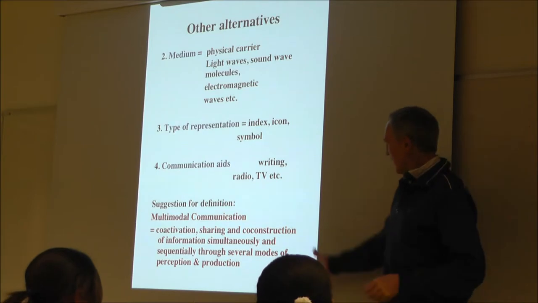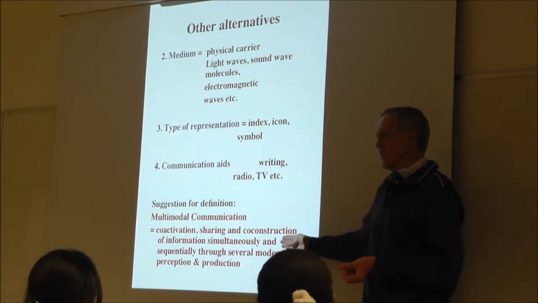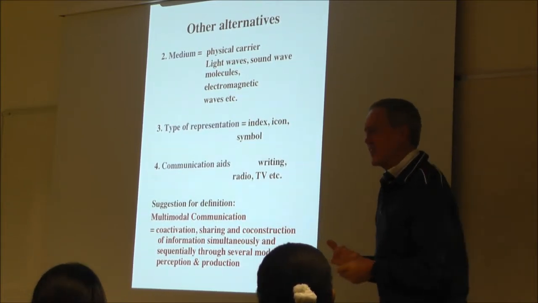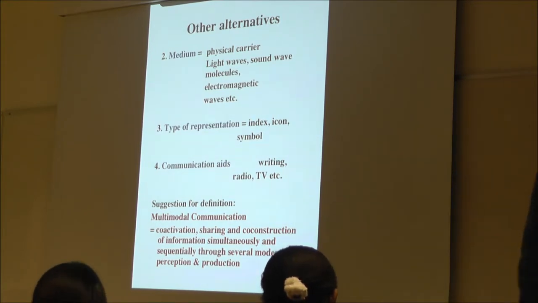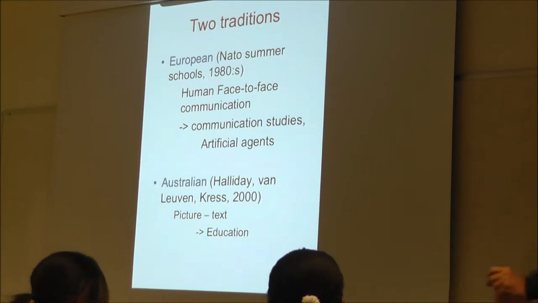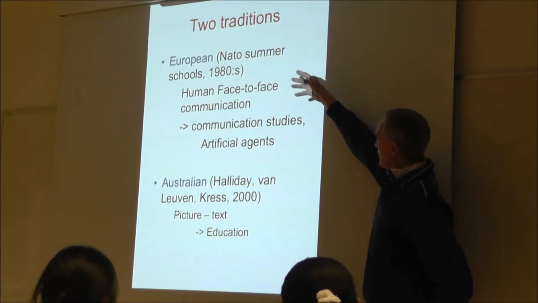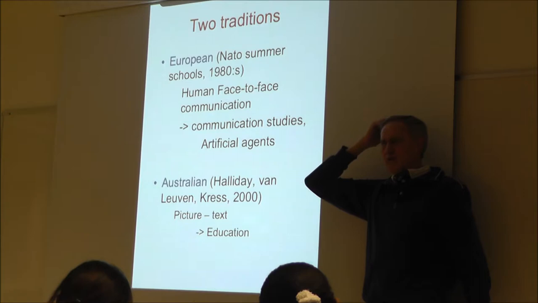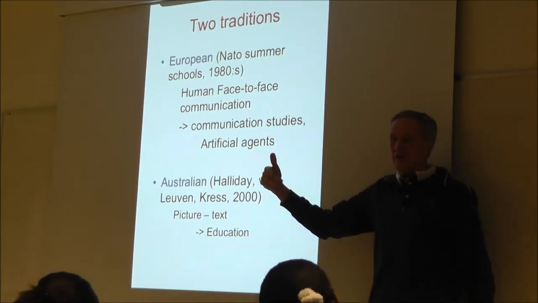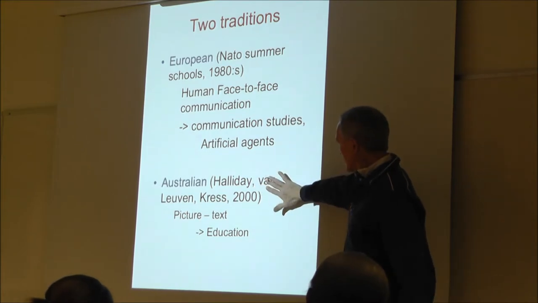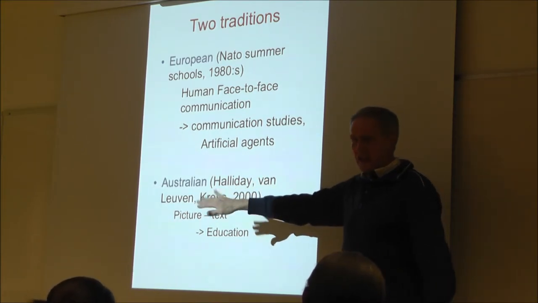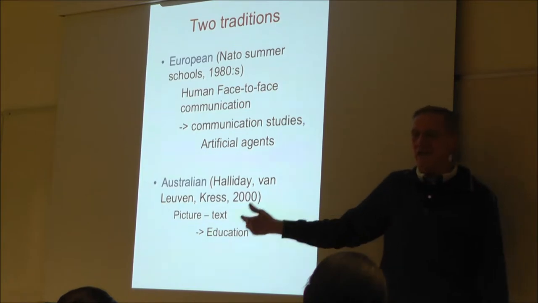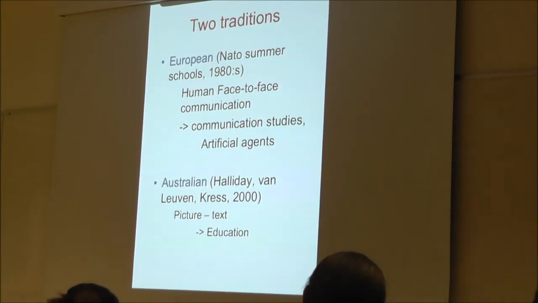And I end up by giving a suggestion for a definition. This is in the tradition of this European tradition. I should also say that the European tradition is slightly older than the Australian. So I wrote up here, the European way of talking about multimodal communication actually started in the 1980s. And the first books entitled Multimodal Communication came out around that time. Whereas this Australian tradition starts much more recently, late 90s, early 2000 is when these books are coming out. So they're about 20 years after. The Australian tradition is about 20 years later than the European.